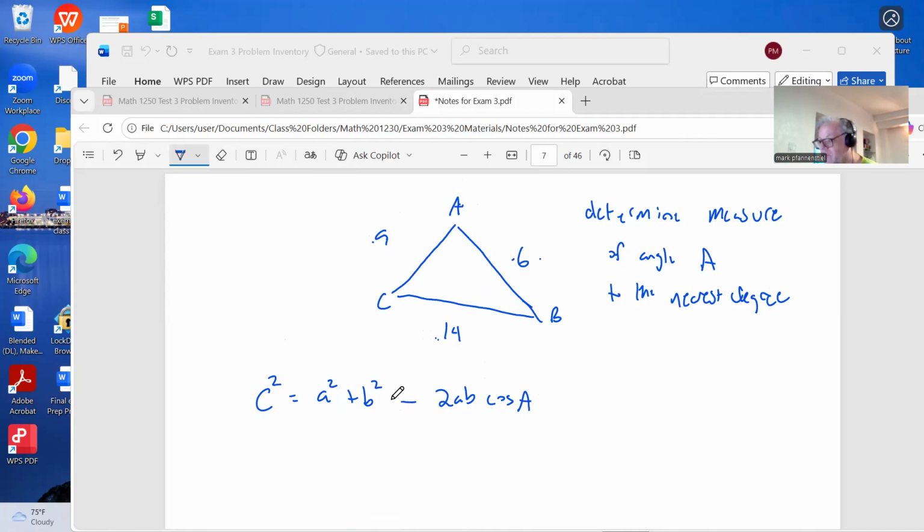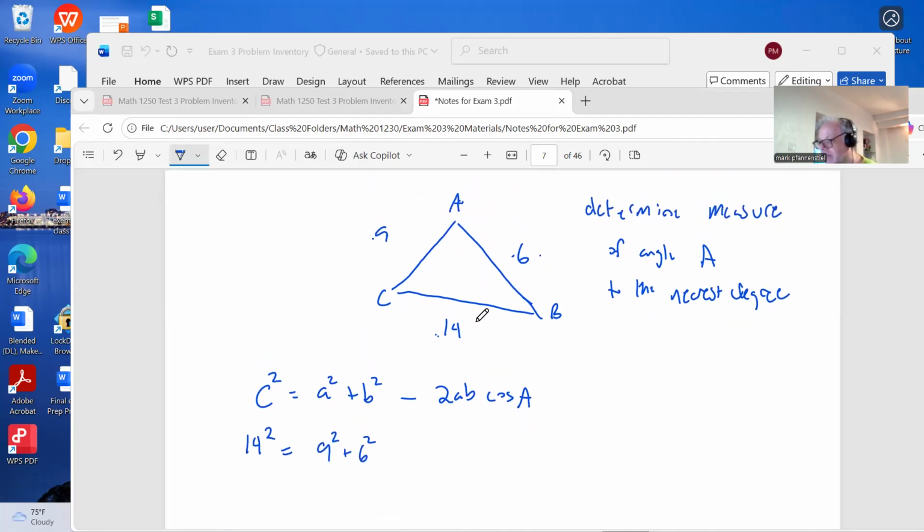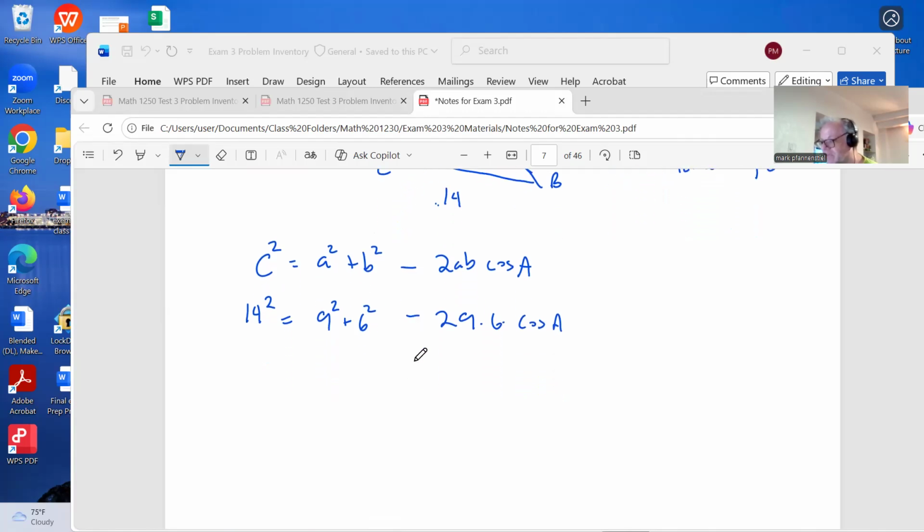All right. So once we have our formula written down, we're going to start plugging in some values here. So I have 14 squared is equal to 9 squared plus 6 squared. It doesn't matter what order you put those in. Minus 2 times 9 times 6 times the cosine of A. All right, and that's what we're going to figure out first. Eventually, we're going to be solving for A, or for the cosine of A.